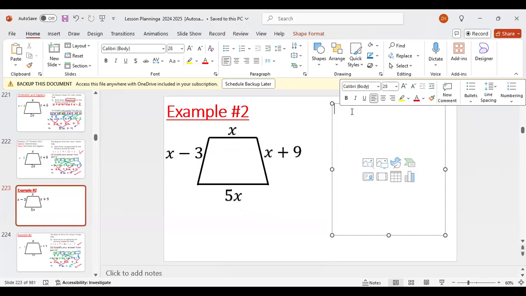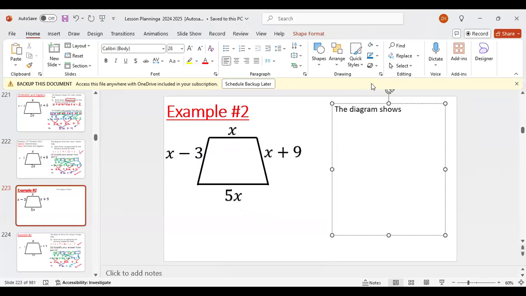Okay, good. So the diagram shows, write this down for me, please. The diagram shows the field. By the way, what shape is this? A trapezoid. We want to write down just an expression. Write an expression for the distance around the field.